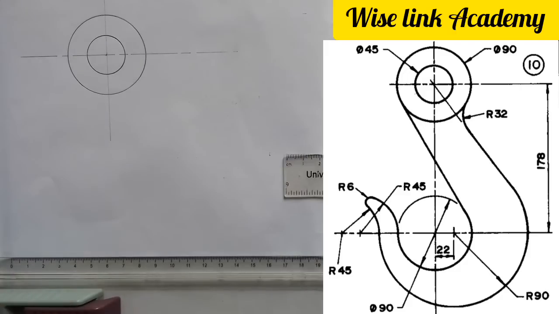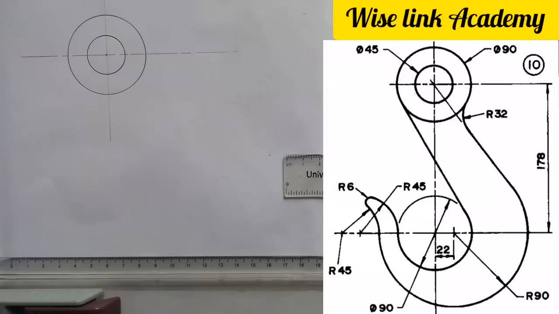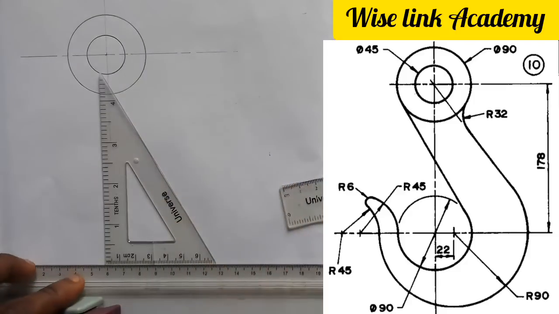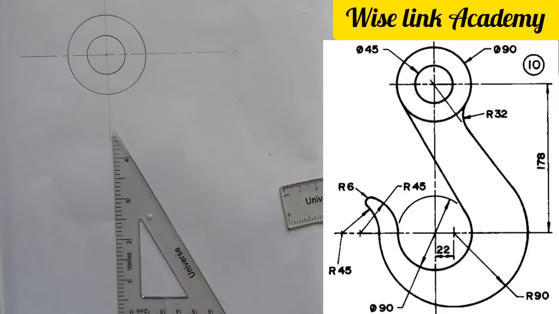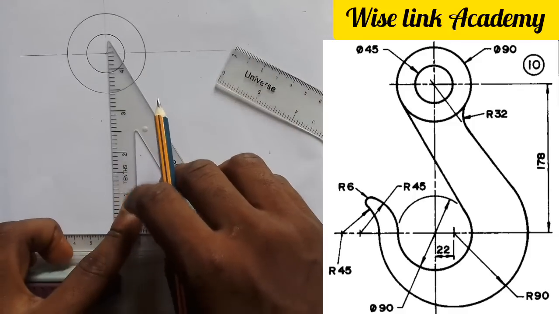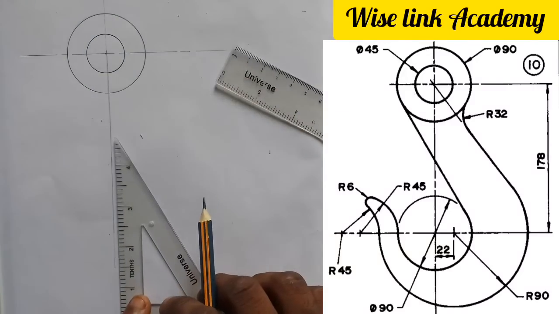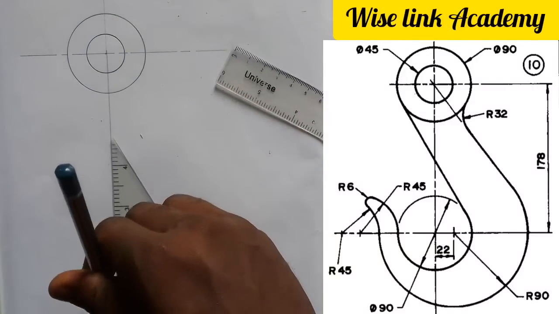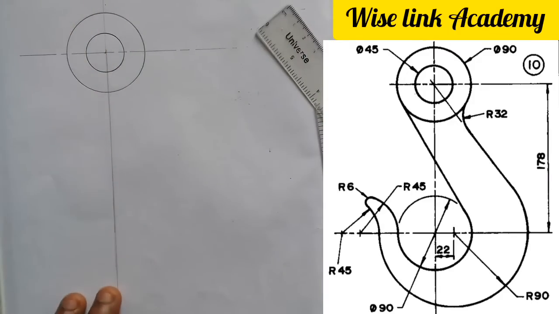Now my next task here is to draw that center line downward. So take my T-square at this point and draw the line downward. So I've drawn this downward.